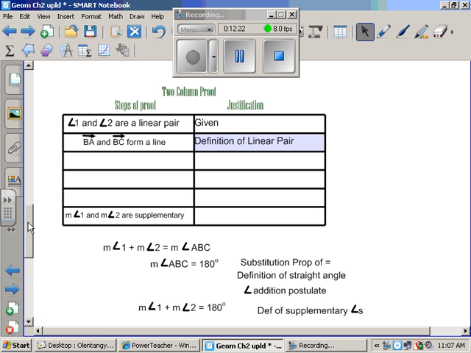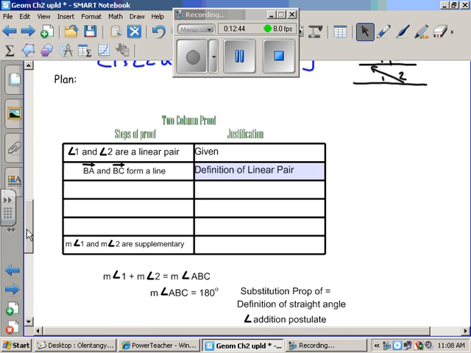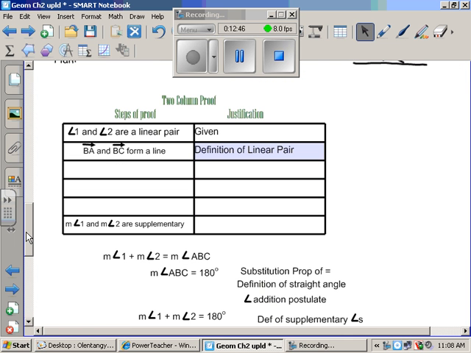What's another word for a straight line? Straight angle. What's a straight angle equal? 180. So which of these do you think it is? The last one? Can you pull the picture up? So we have angle 1 and angle 2. If we know they form a line and we know that's a straight angle, isn't this the definition? Isn't this a straight angle? This is the straight angle, and we know it's equal to 180 because all straight angles are equal to 180. It's the definition.